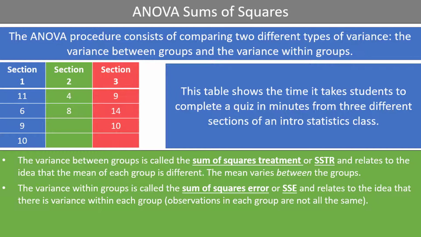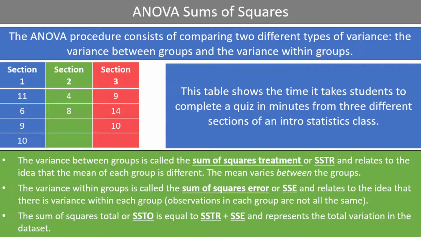For example, if the quiz completion times in Section 1 were all very different from each other, that would increase SSE. Or if the quiz completion times in Section 2 were all very different from each other, that would also increase SSE, etc. The sum of squares total, or SSTO, is equal to SSTR plus SSE, and represents the total variation in the dataset.